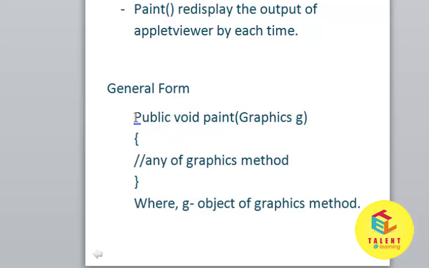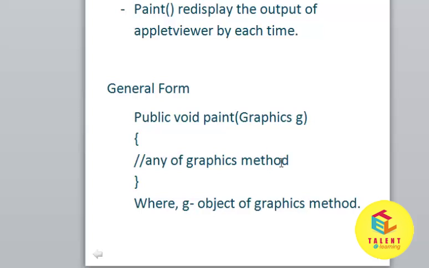Here, public is an access mode, void is the return type, paint is the paint method from AWT, Graphics is a class, and g is the object of Graphics. Then the body. In the body part, we can use any graphics method.